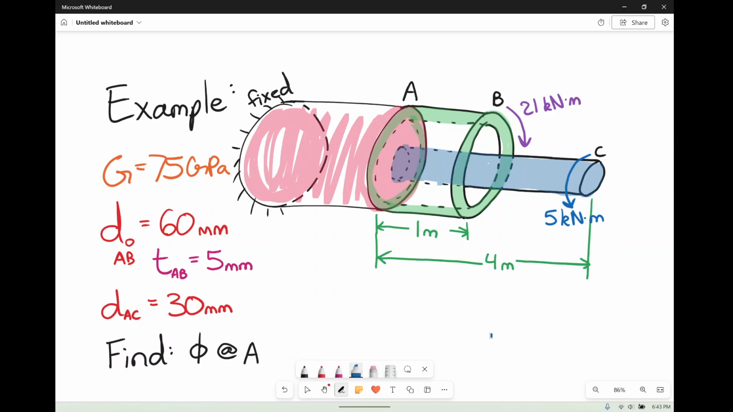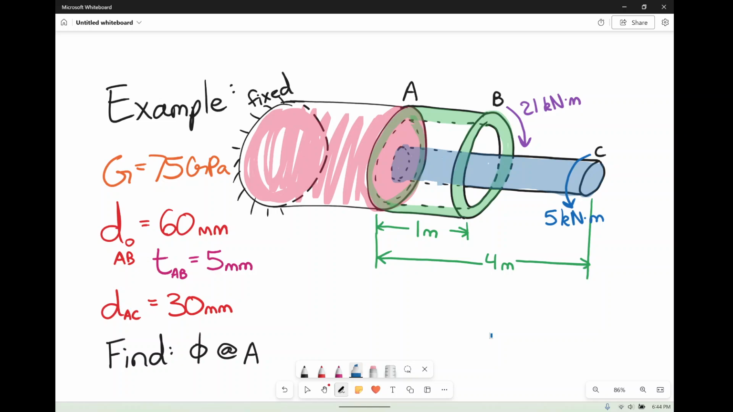So hopefully with the highlighter there, it makes a little bit more sense. We have a tube and a pipe both acting at A. So at B, the end of our tube, we're twisting one way, and at C, the end of our bar, we're twisting the other. So we're going to have the same material for both of these.